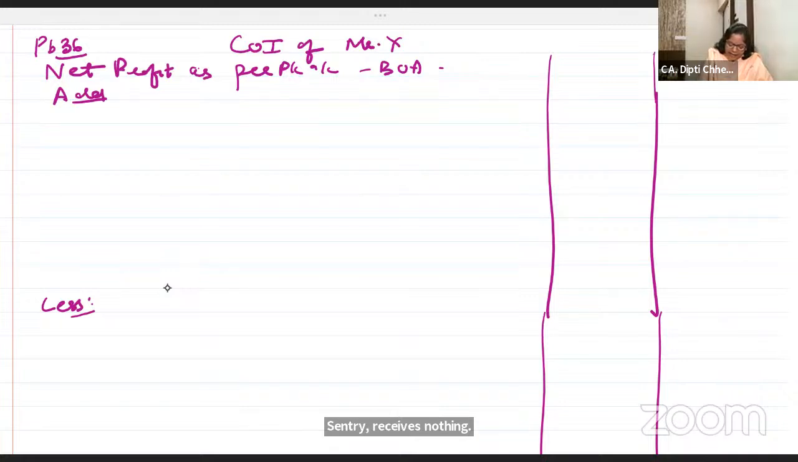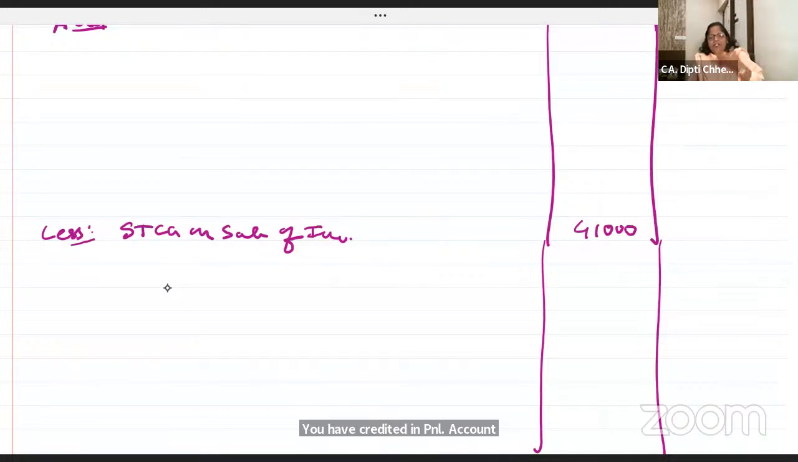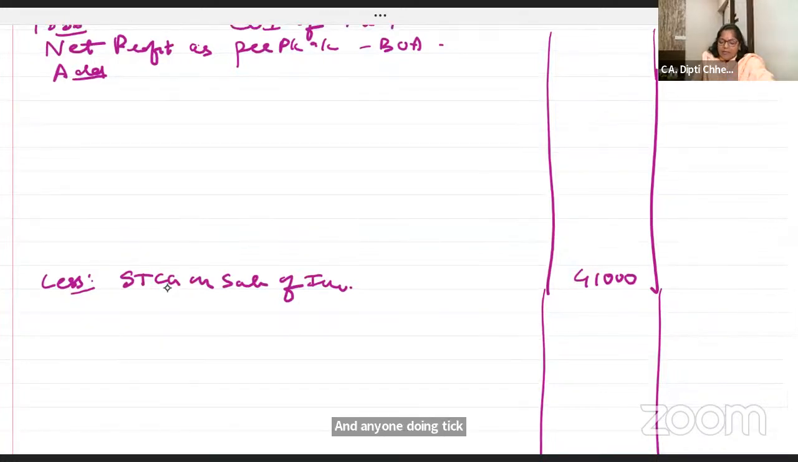Short-term capital gain on sale of investment, 41,000. You have credited 41,000 in the P&L account. Garbage, remove. Why? Because this is taxable under the fourth head. Is anyone having any doubt? Pause in between and ask. Don't copy just from the screen. And anyone doing tick tick because the answer is given in my book, you are doing a big loss. Unless you write it yourself, it will not come.